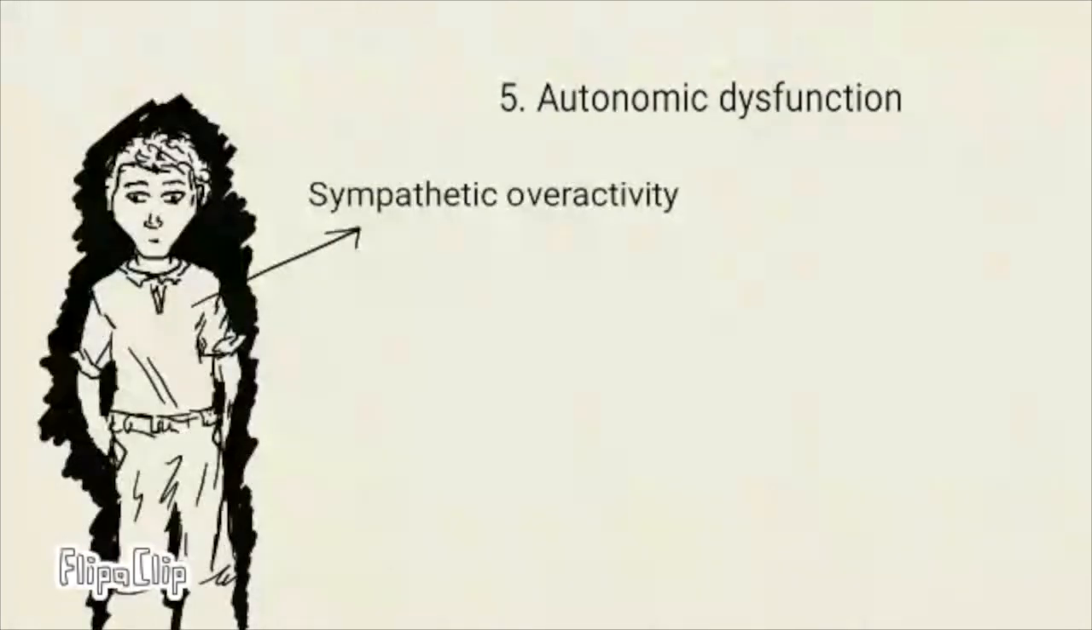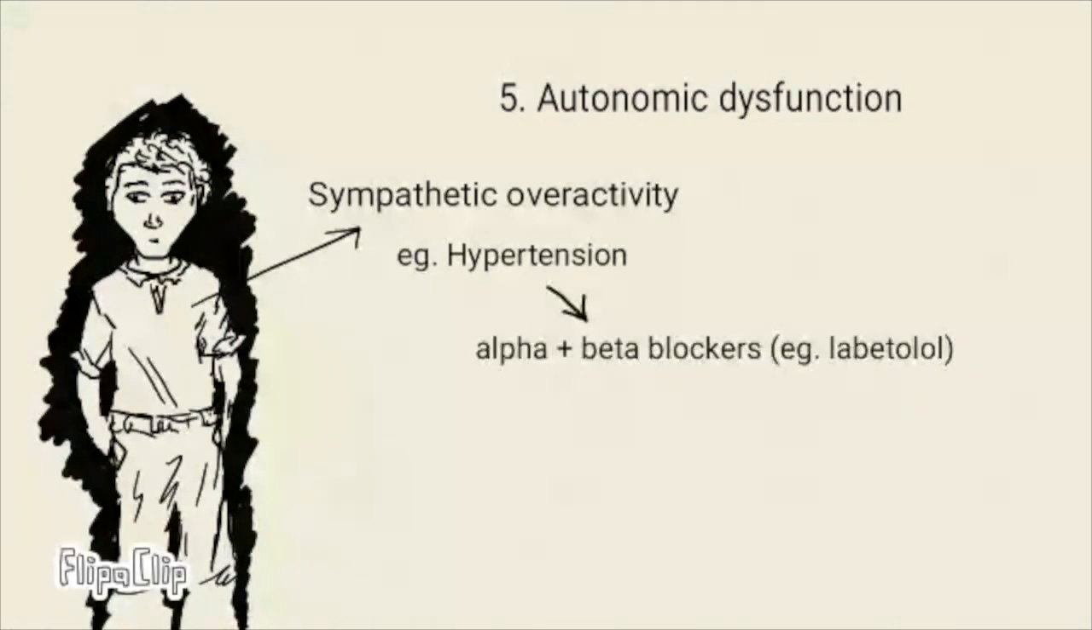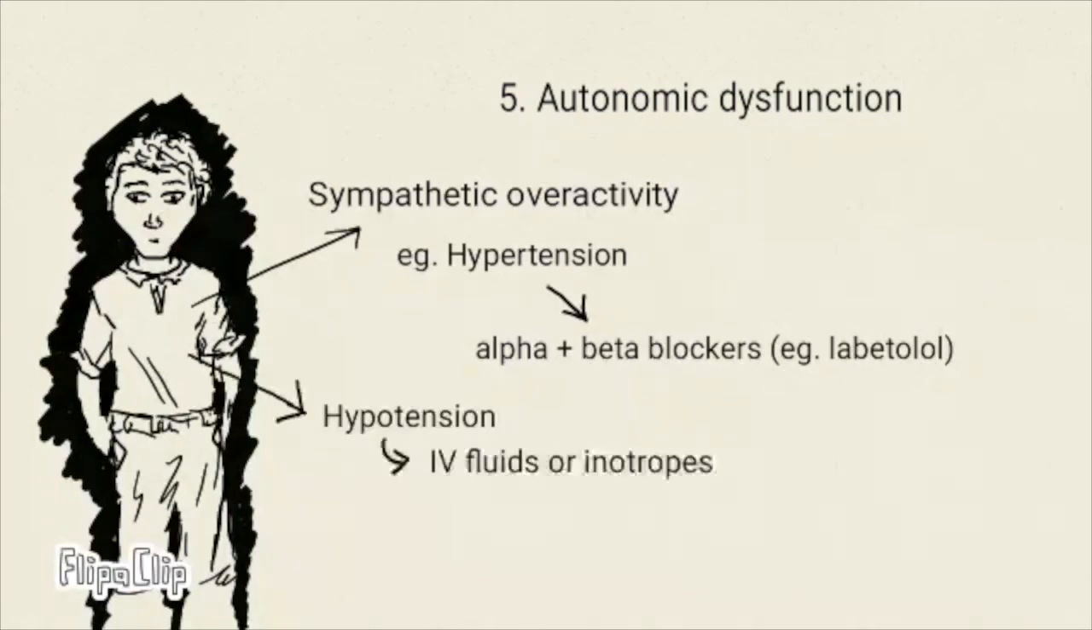Patients with autonomic dysfunction, for example sympathetic overactivity, in which patients have hypertension, you can give alpha with beta blockers. If patient present with hypotension, you can give intravenous fluids or inotropes. And you can give atropine if parasympathetic predominates in the patient.